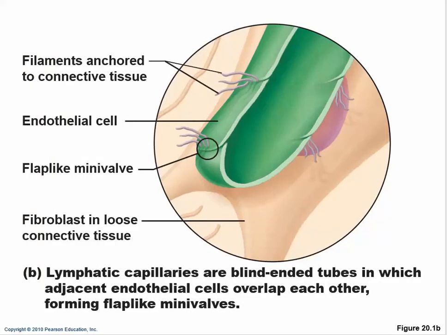So the little filaments here anchor the flaps of the endothelium into the connective tissue that's surrounding the interstitial fluid. And when there's a lot of interstitial fluid, that connective tissue moves apart and pulls on these filaments, which then opens the flap, which allows easier access of fluid into the capillary.